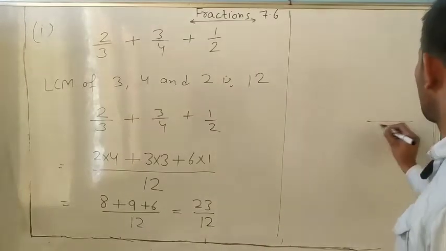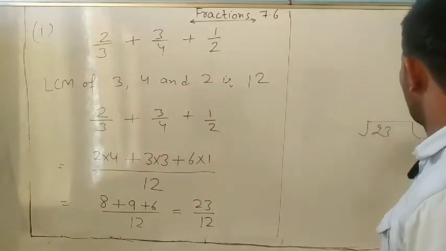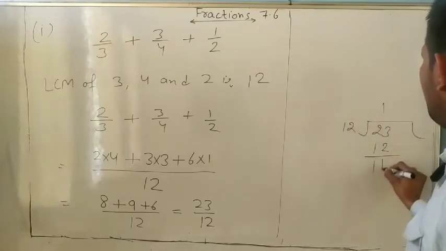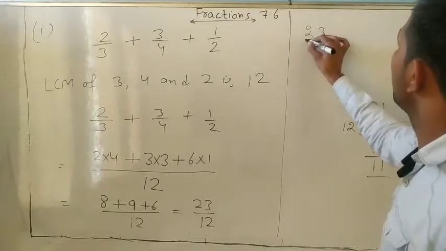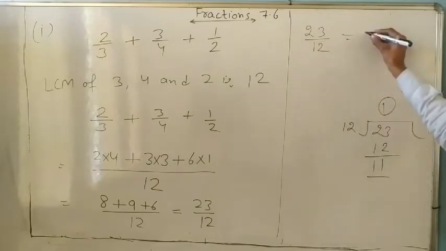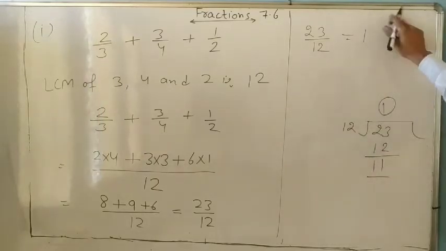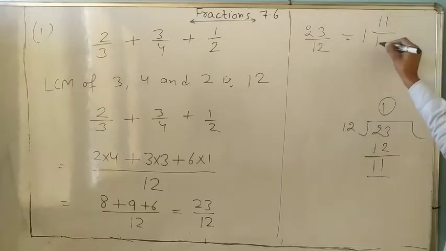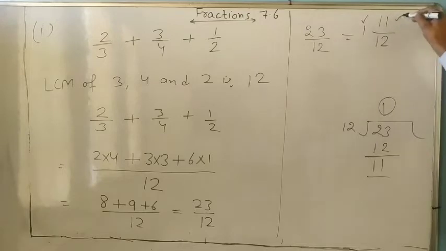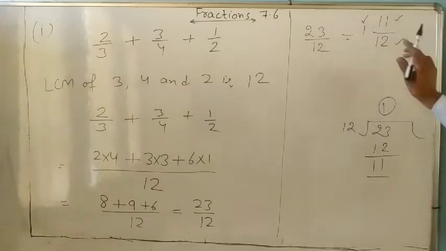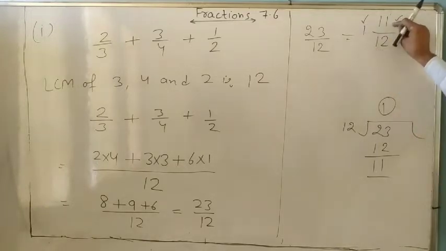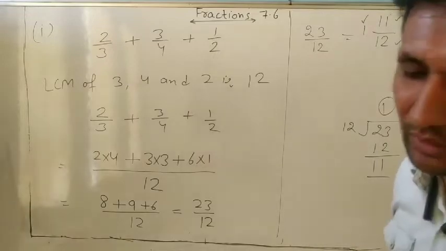Now we can write it as a mixed fraction. And how will we write a mixed fraction? 23 divided by 12. 12 ones are 12. What is the remainder? 11. So always, the quotient is the whole number, here is the remainder, and here is the divisor. We already know this formula. So 12 ones are 12, 12 plus 11 is 23, divided by 12. So both are right.